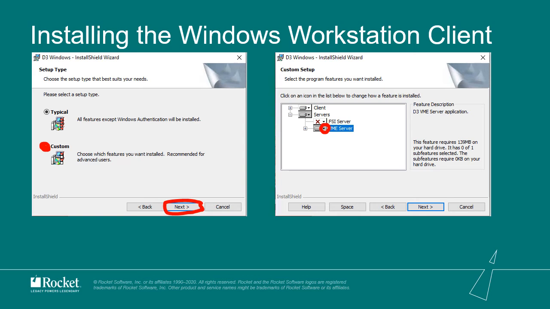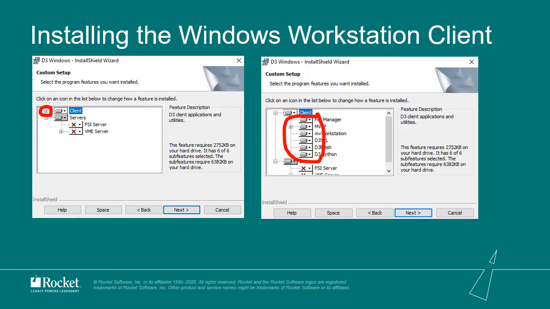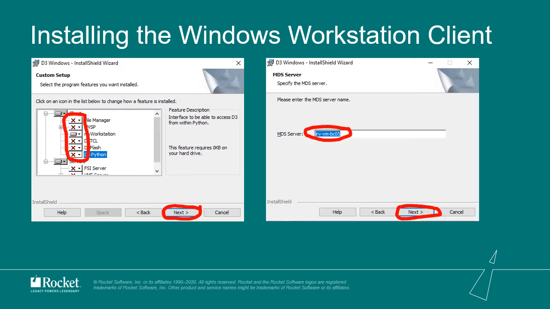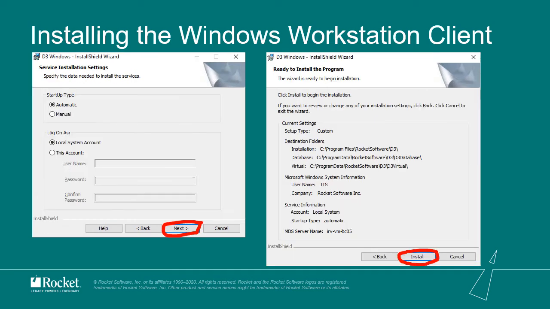Expand the Servers dropdown and select the red X to prohibit the installation of any server components. Expand the Client dropdown and select the red X on everything except the mvWorkstation to prohibit the installation of any unneeded client components. Click Next. Enter the DNS resolvable name of the D3 Unix server and click Next. Click Next on the service installation settings.